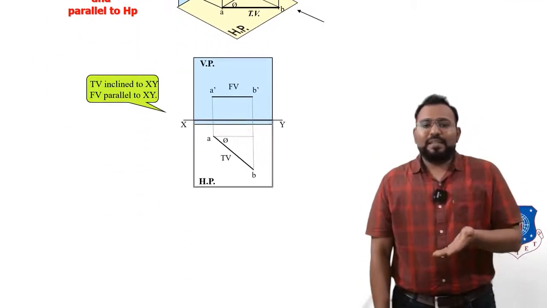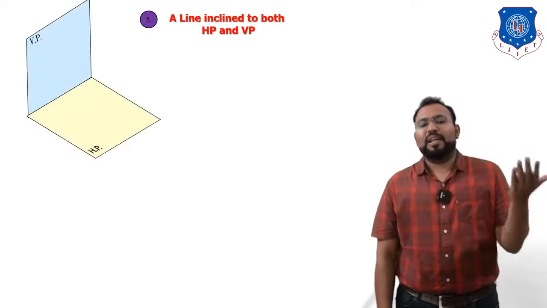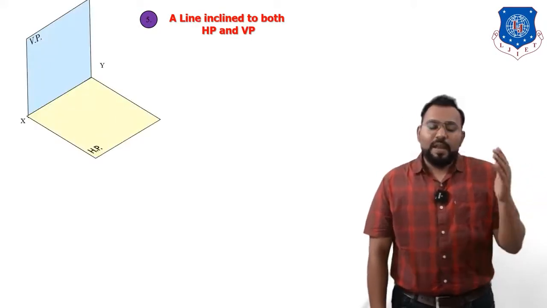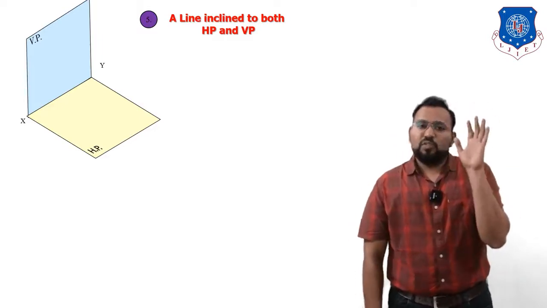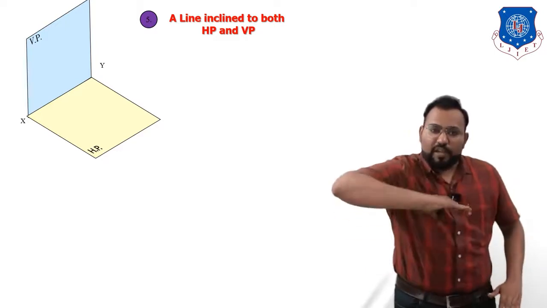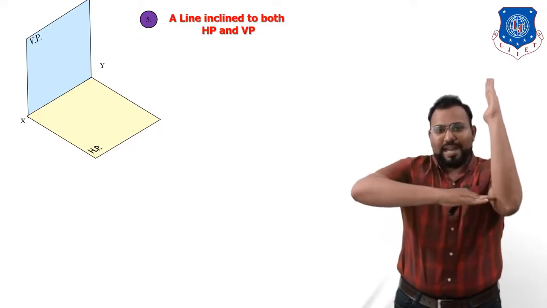Now let us see the final case, which is a line inclined to HP as well as VP. So let us consider HP and VP, and name the line XY. Now imagine a line which is inclined to HP as well as VP. So what kind of line is this? Let us assume this is the horizontal plane and this is the vertical plane.